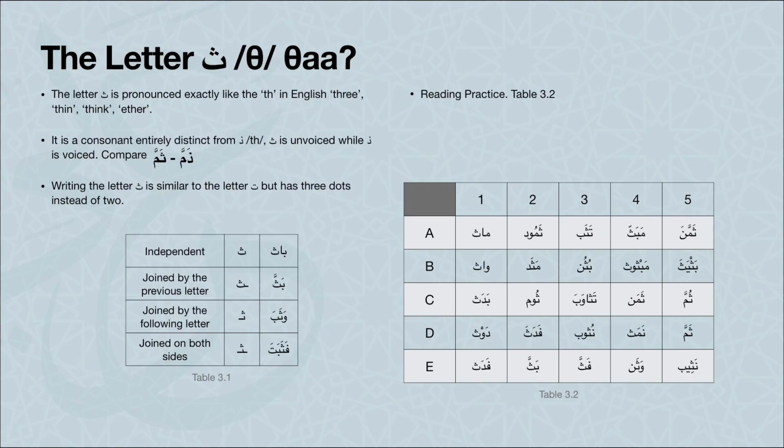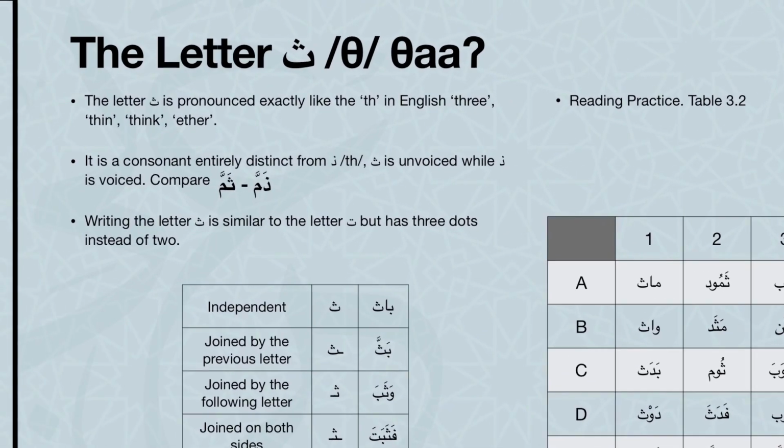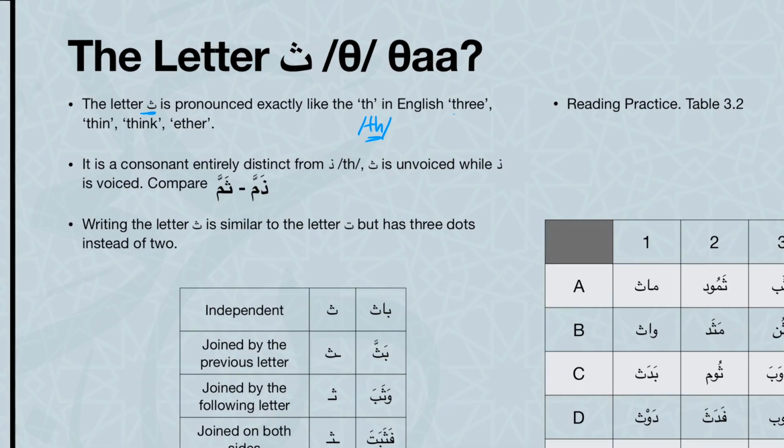The letter tha. I know some languages do not have the sound. Like I know for a fact Turkish doesn't have it. But English does, although it is not presented in the alphabet as its own letter. It's basically a combination of two consonants, the th. And in Arabic, fortunately, if you can pronounce the th, it is basically the same sound you make in three, or thin, thick, or think, or ether. Th.